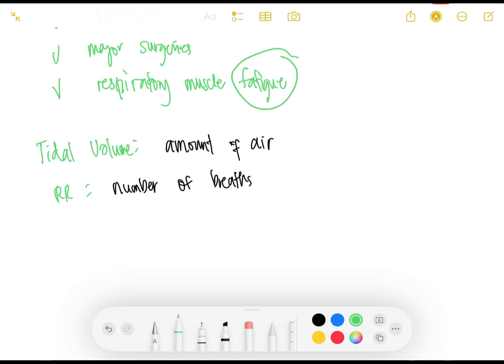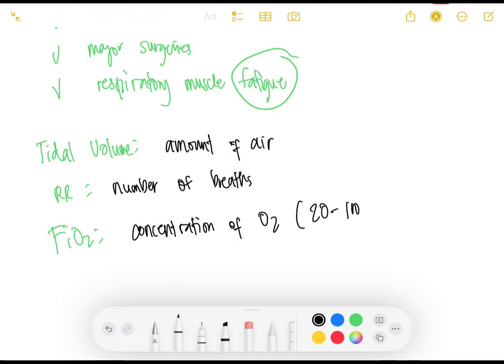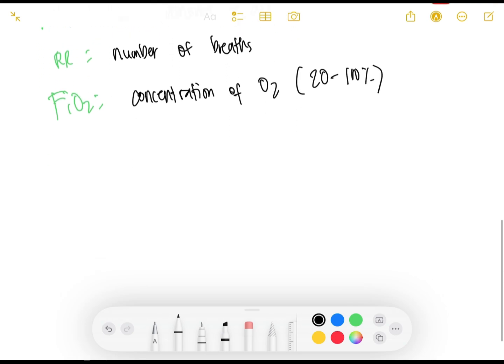And then, lastly, we have FiO2 or fraction of inspired oxygen. So this is the concentration of oxygen dun sa gas na dinedeliver kay patient. So for example, sa tidal volume natin, that's the total amount of air that we give to the patient. But yung FiO2 is yung amount or concentration ng oxygen na nandun sa air na dinedeliver kay patient. This is usually titrated from 20 to 100%. Okay, that's your FiO2.